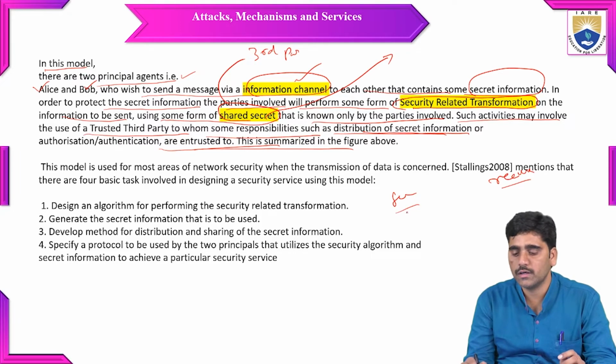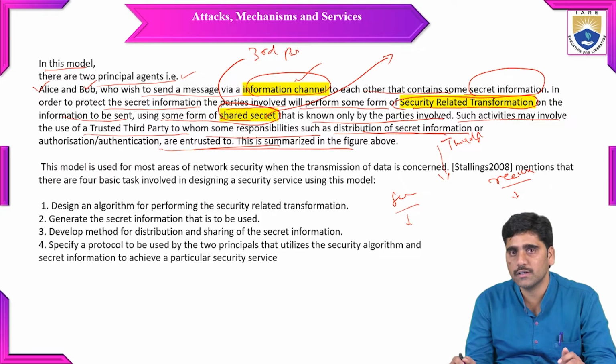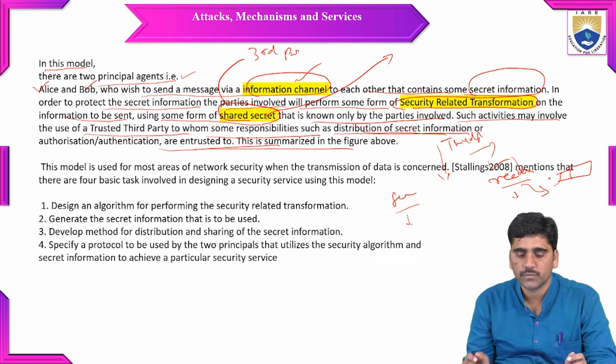Those two, sender and receiver, are not going to know about that secret key, but the third parties are going to generate the secret key with the help of, like, the first four letters of the name and the date of birth. So by typing all four letters of your name and date of birth, the receiver is going to see the content. So this model is used for most areas of network security when data transmission is concerned.